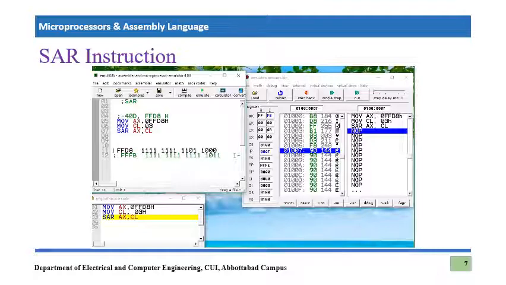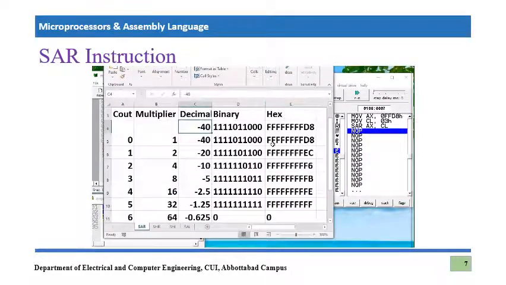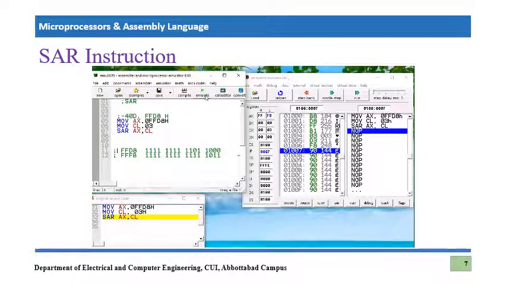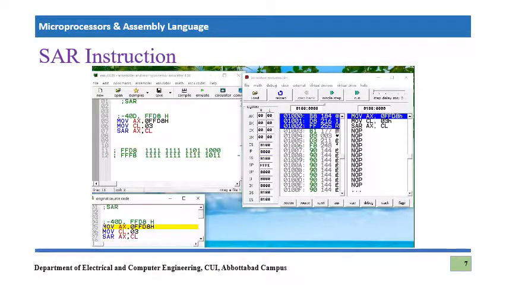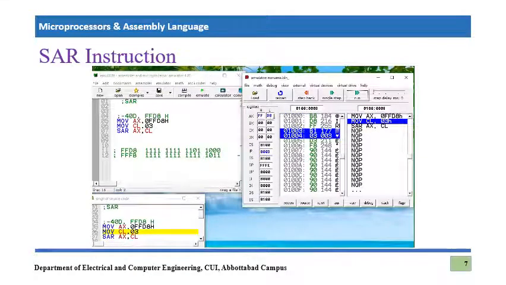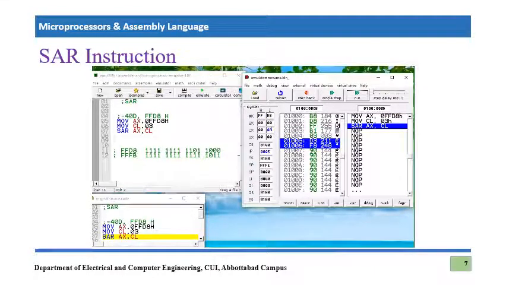Okay, before I run this program, let me verify it. Okay, what the sheet says: minus 40 divided by 8 should be minus 5, and look, FFFB, that is the result. So let's see what the program calculates for us. We may let this program single step. FFD8 is loaded, which is correct, minus 40 in decimal, 03 which is the count in the CL register, and FFFB which is the division by 2 power 3, which is minus 5 in decimal. So I hope everything is clear in shift arithmetic, right?